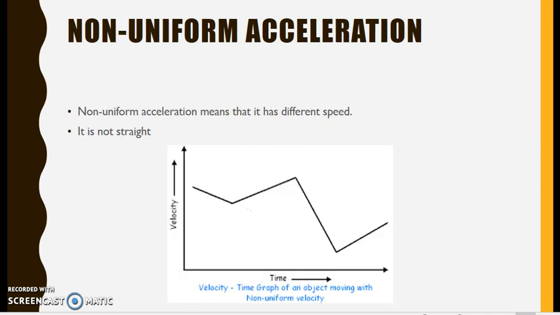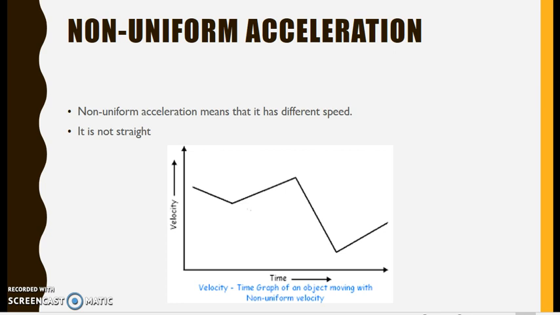Non-uniform acceleration. Non-uniform acceleration means that it has different speeds. It is not straight. As you can see, the graph zigzags up and down all around. And this basically means that it is not gaining speed at a steady rate. It is losing speed and gaining speed randomly.